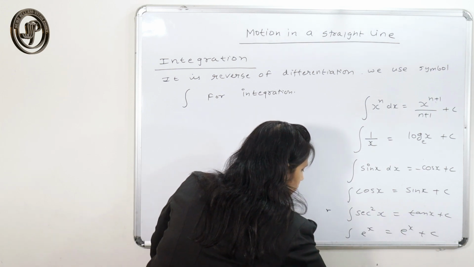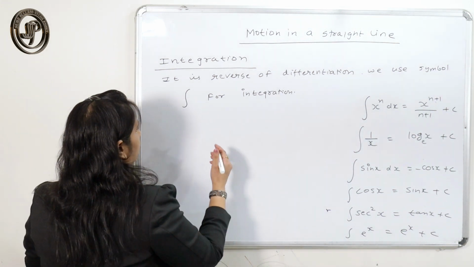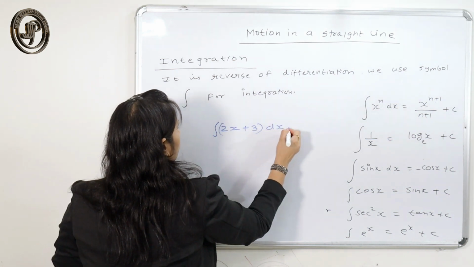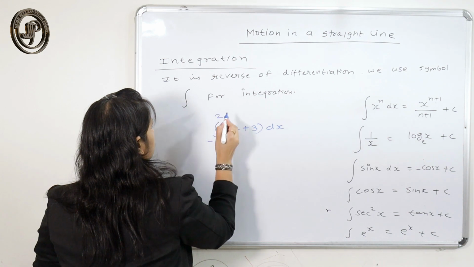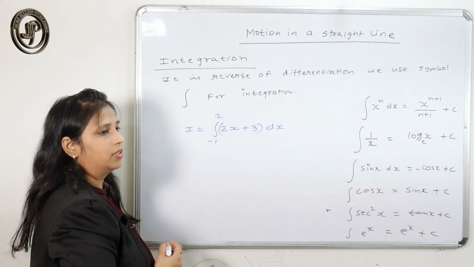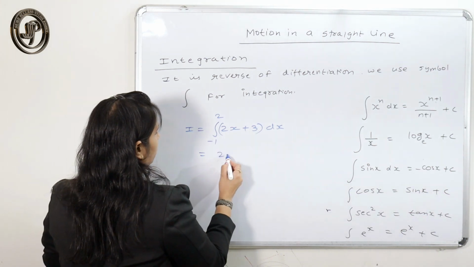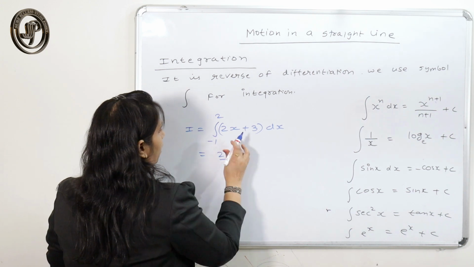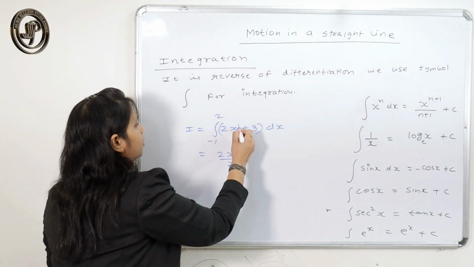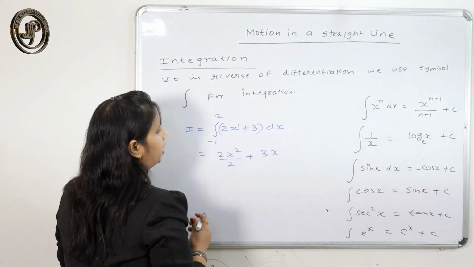Suppose you have a question like 2x plus 3, simple question, with limit minus 1 to 2. Suppose this is your limit and you just have to integrate this. Then how will you do this? First you have to do the integral of this. So x will be x square by 2 by applying the first formula. Here the power is 1. Here the 3, so it will be 3x only.